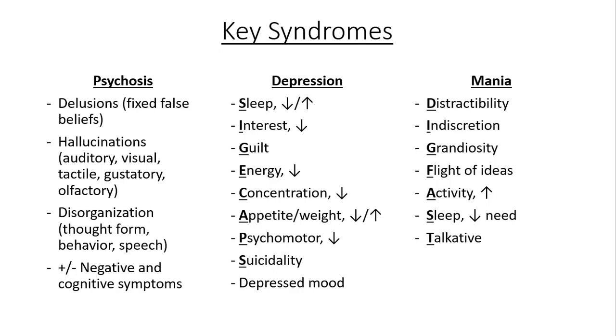Mania refers to a syndrome that can be recalled using the mnemonic dig fast. This syndrome includes distractibility, which includes racing thoughts, indiscretion or risk-taking behaviors and impulsivity, grandiosity, flight of ideas, increased activity, decreased need for sleep, and talkativeness. These three syndromes will be applied in the psychiatric conditions to be considered in the differential diagnosis of psychosis.